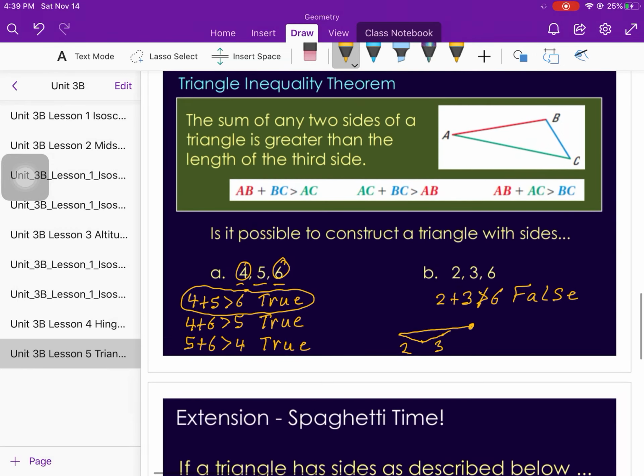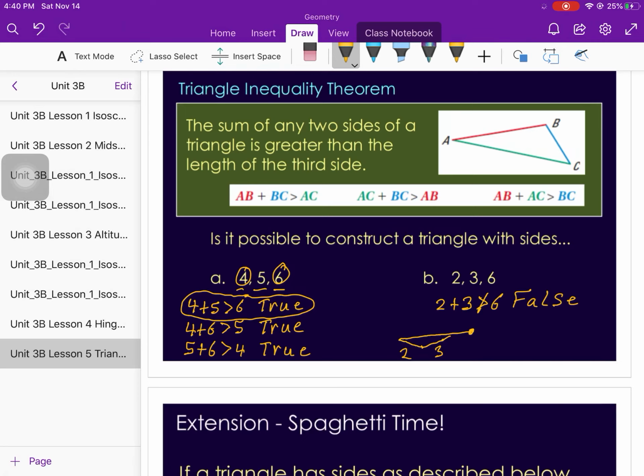We wouldn't be able to reach the other endpoint right here. So that's where this triangle inequality theorem comes into play. So it's actually not possible to construct. So this one is a yes, and this one is a no. The 2 small sides are not added together to be greater than the third side.